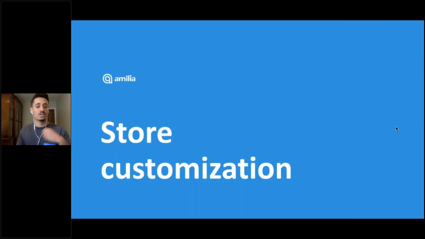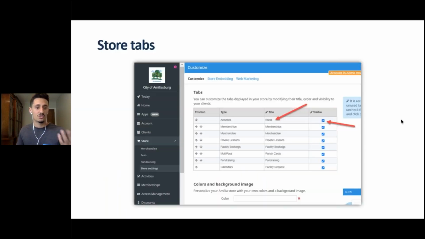First off, the store customization. This is really your chance to add your own style and your own flair to your actual Amilia store. First off, you can go into the store tab, then under store settings in customize. Here you will see where you can customize your tabs. For your activities, you can entitle it enroll or change it to anything else that you would like.